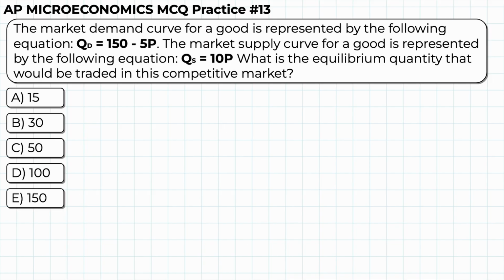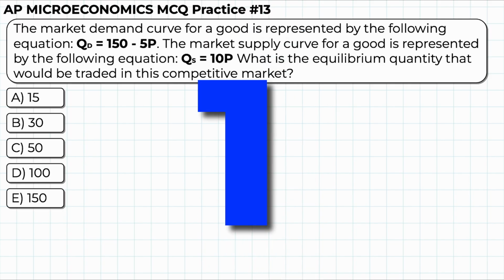What is the equilibrium quantity that will be traded in this competitive market? Is it A, 15, B, 30, C, 50, D, 100, or E, 150. Now if you want to solve this yourself, pause the video here, figure it out, let me know in the comments, because we're about to take it up in 3, 2, 1.